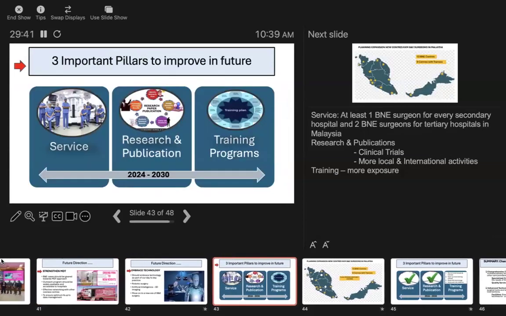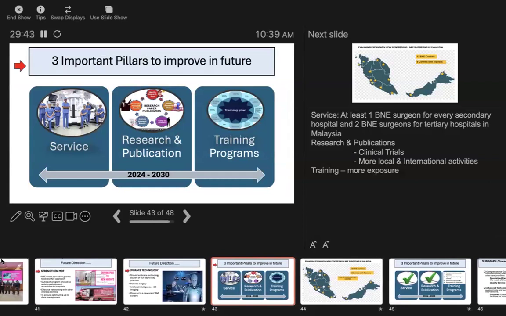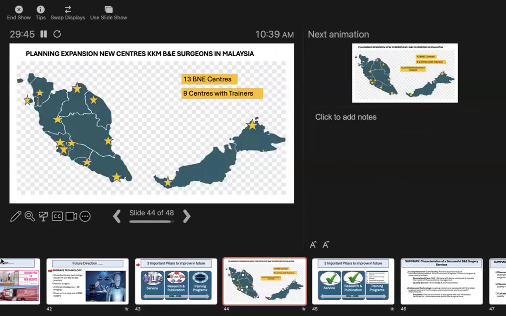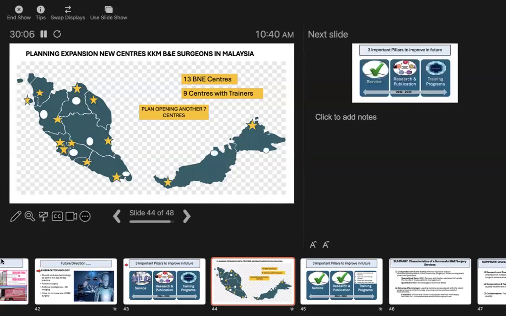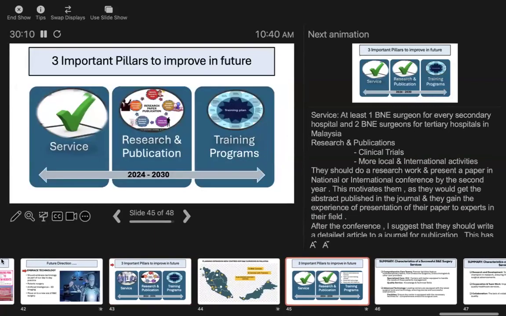So there are 3 important pillars to improve in the future. One is service. Now we have 13 BNE centers. We are expecting to open another 7 centers in the next few years: Taiping, Kuala Krai, Temerloh, Seremban, Johor Bahru, HSA, Miri, as well as Sabah. This is our ambition, to open another 7 centers.